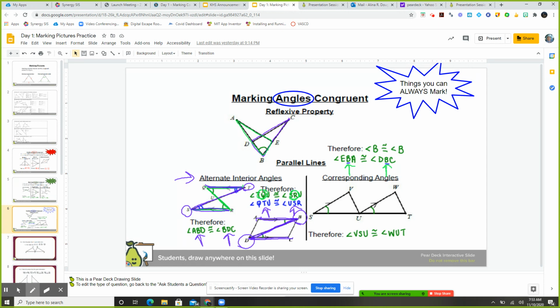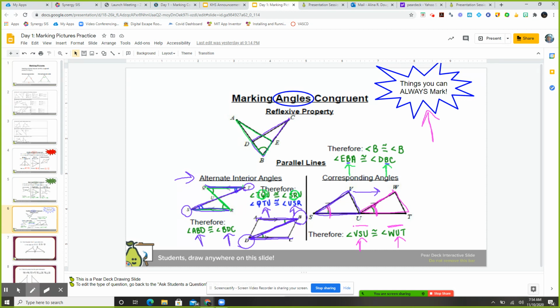Okay. Corresponding angles are the same. So we learned these way back, seems like an eon ago. But if I take triangle VSU and I slide it this way, it's going to land on WUT. That means angle S is congruent to angle U. Angle S is congruent to angle U. I can't name them S and U because U has three angles around it. So I've got to go VSU. VSU is congruent to WUT. You can always, always, always mark these things.